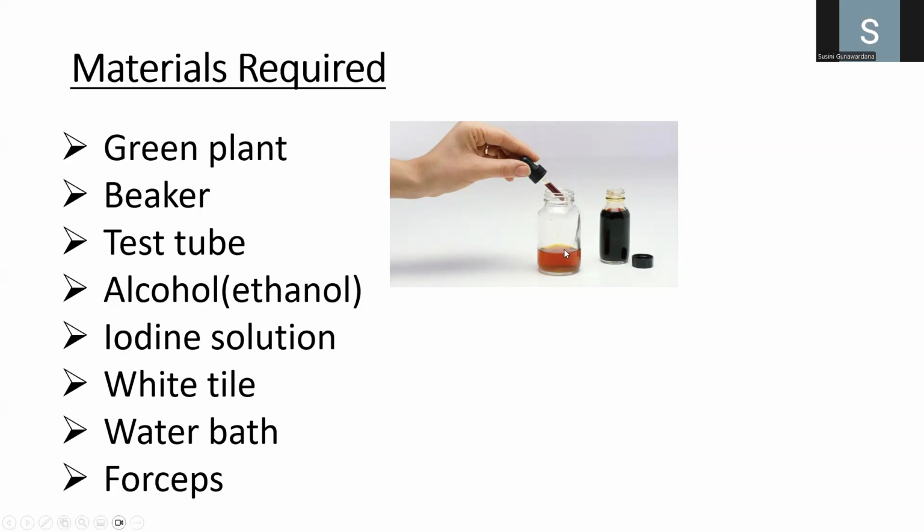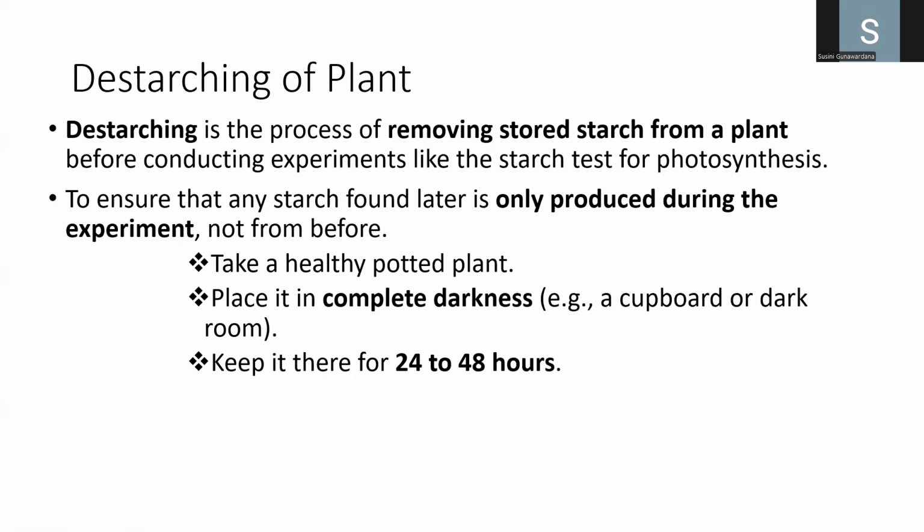So this is the iodine solution. It is brown in color. This is a brown color solution. Before doing the practical, first of all, we have to destarch the plant. You will see what this destarching is. Destarching is the process of removing stored starch from a plant. It means before doing the practical, we have to remove all the starch stored inside the plant.